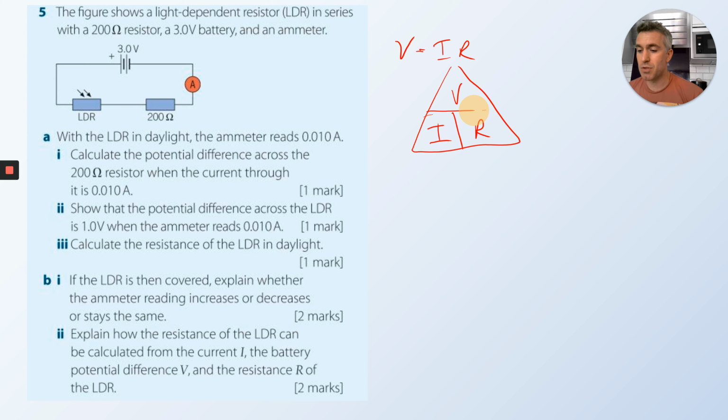Part 2. Explain how the resistance of the LDR can be calculated from the current I, the battery potential difference V, and the resistance R of the LDR. Just done for the previous question if you knew. So, once you've worked that out, nice and simple.